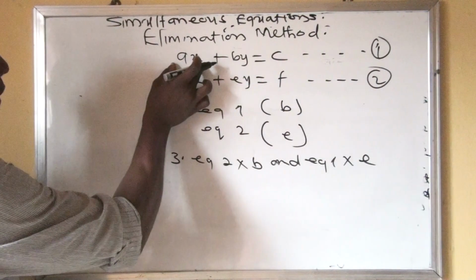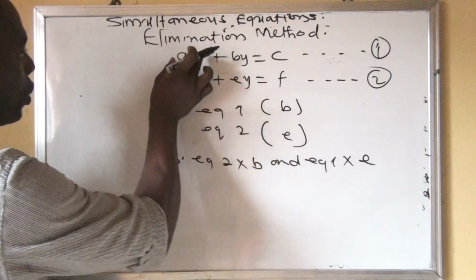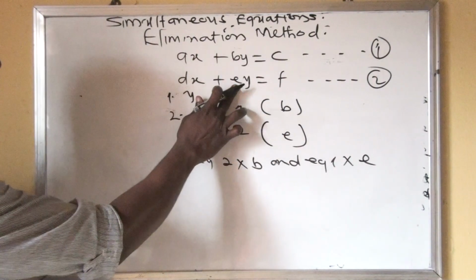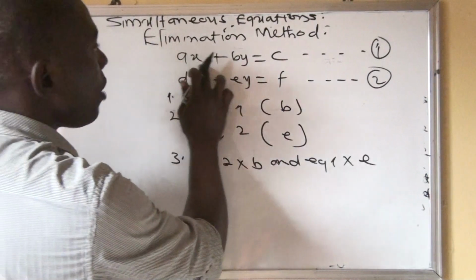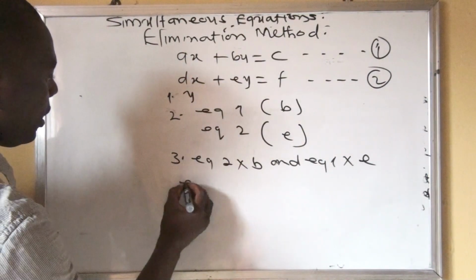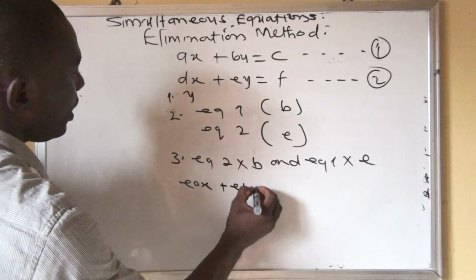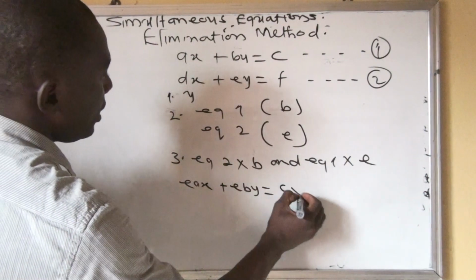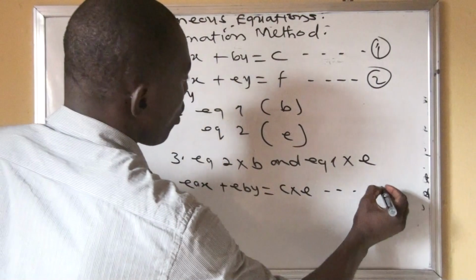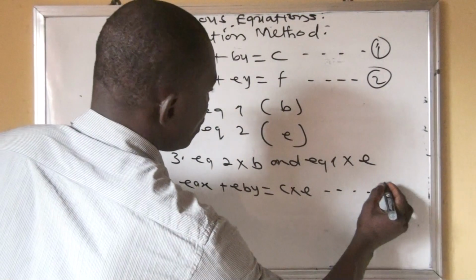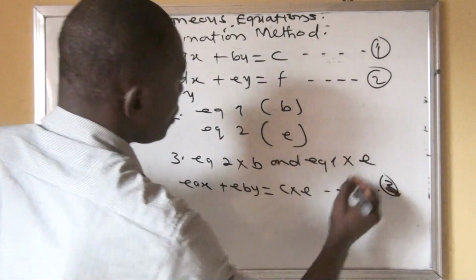Now in equation 1, the coefficient of y, we want to eliminate y, so we're going to multiply the whole of equation 1 by e. So this will become e a x plus e b y is equal to c times e. Here becomes a new equation. This is equation 3.